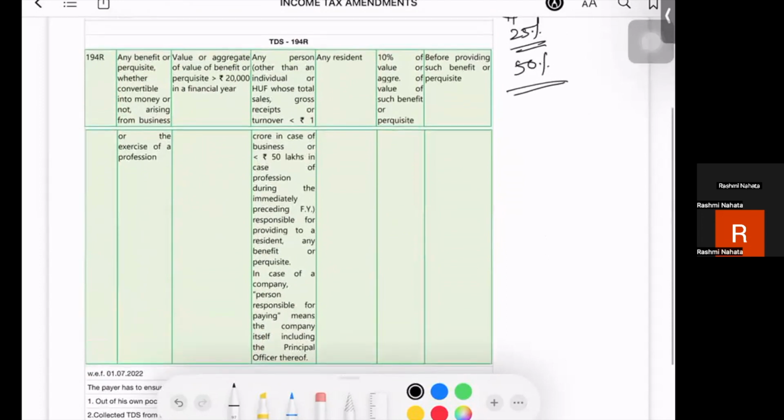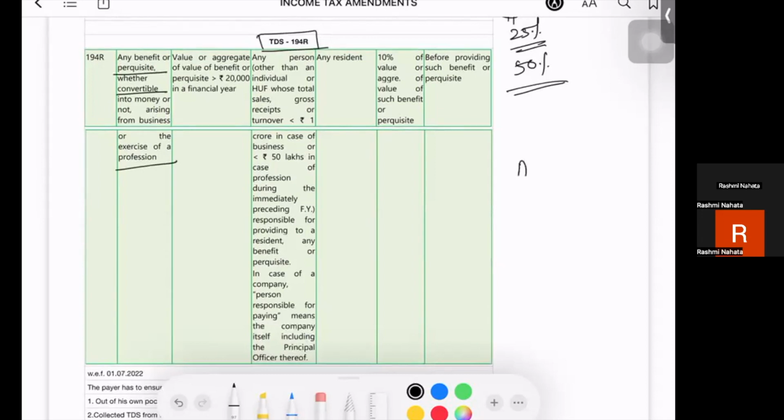Next, we have a new addition to our TDS, which is 194R. This is for any benefit, whether convertible or not, or any kind of perquisite coming to the business or profession. Let me give you an example.